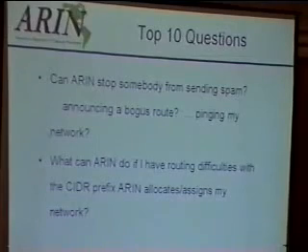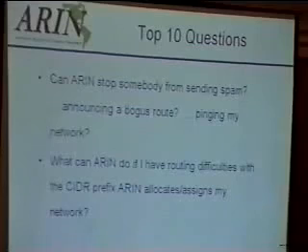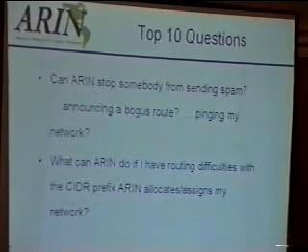What can ARIN do if I have routing difficulties with the CIDR prefix ARIN allocates or assigns my network? Now, ARIN is a registry. We do not tell the operators what their routing policy should be. So if you want to filter at /22s or something like that, that's up to you. We can't tell you not to do that. If ARIN allocates, say, a /22 to an organization, and they're having problems with the routability of that address space, there's really nothing ARIN can do about that, because ARIN does not set routing policy for the operators. You do that yourselves. So basically an organization would have to deal with the entity that's causing the conflict.